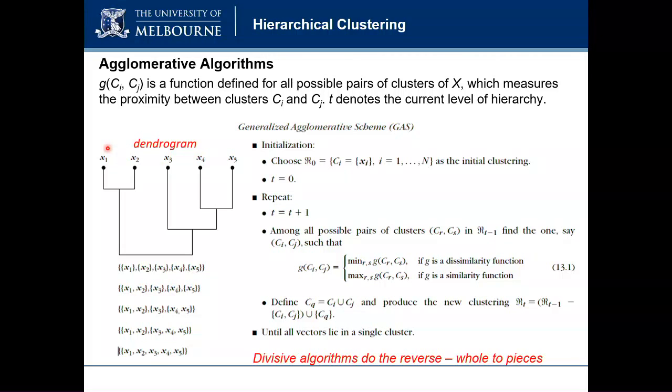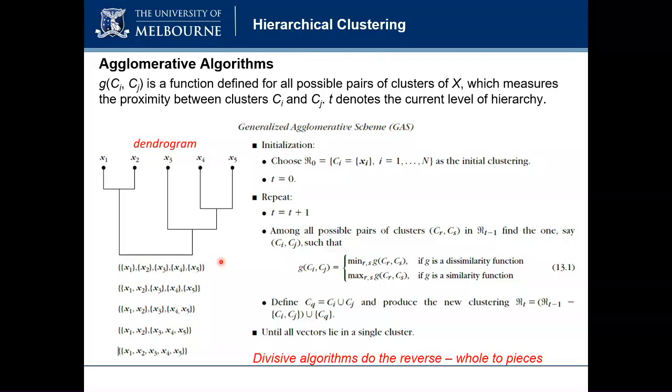The good thing is you can choose the number of clusters yourself after the fact. If you need 3 clusters, then it's this. If you need 2 clusters, then it's that. If you need 1 cluster, of course, the whole thing, right? Or you can go the other way, with divisive algorithms. You can do the reverse.